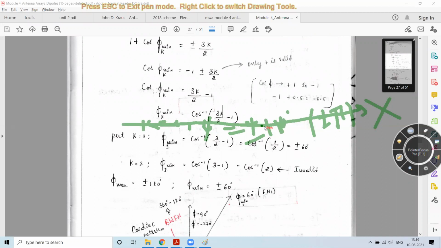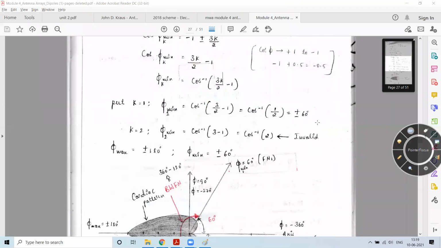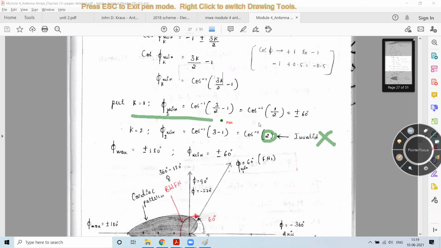So in the rest of the angles, I can have the minima. Now along which direction am I having a minima? Since this is invalid because it is cos inverse of minus 2, I cannot have cos inverse of minus 2. So any values after k equal to 2 are all invalid. The only possible condition which remains in this case is phi equal to plus minus 60 degrees.